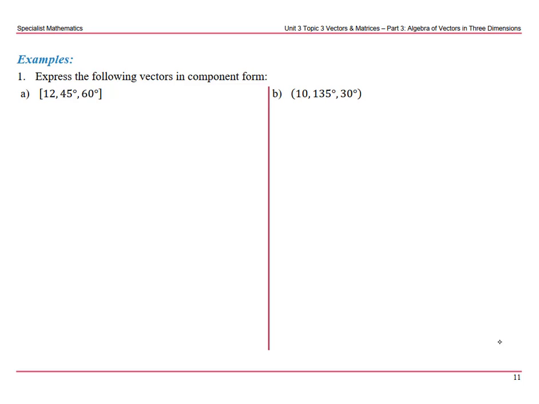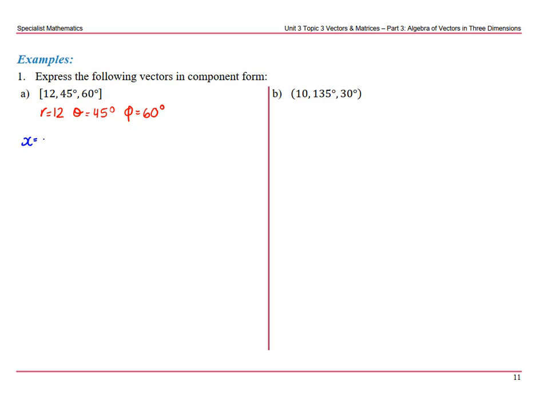So let's look at some examples of polar form in 3 dimensions. In this video, we're going to go from polar form to component form. So firstly, express the following vectors in component form. We know that our r equals 12, our theta is our first angle, so that's 45 degrees, and our azimuth is 60 degrees.